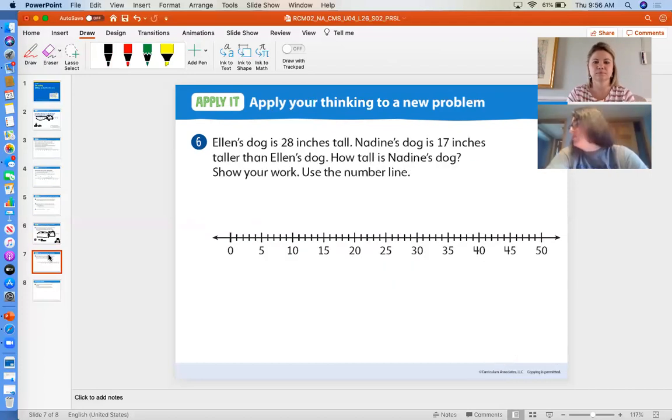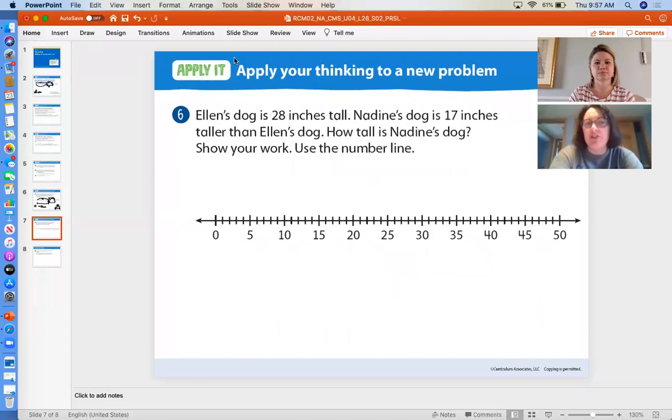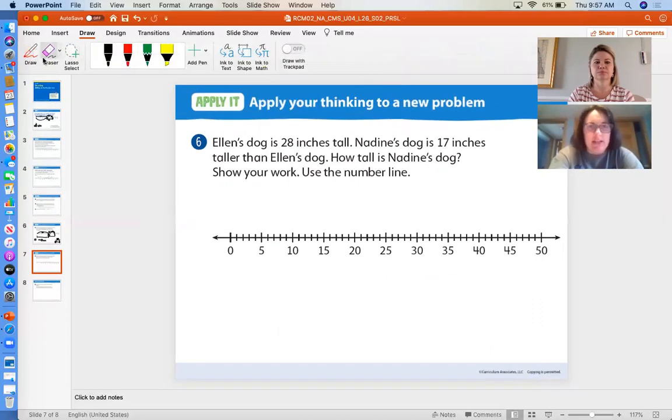All right, so our next one says, Ellen's dog is 28 inches tall, and Nadine's dog is 17 inches taller than Ellen's dog. How tall is Nadine's dog? Show your work. Use the number line. So this time I think we should actually just draw our lines to show different instead of doing our hops.